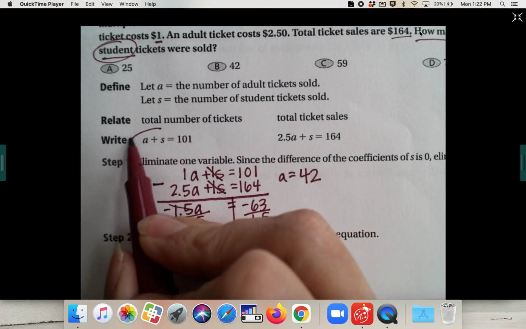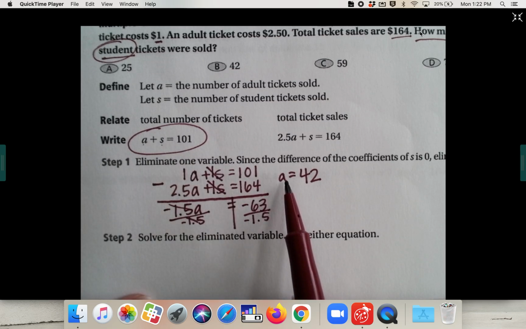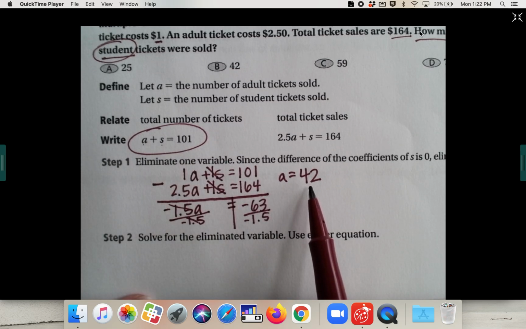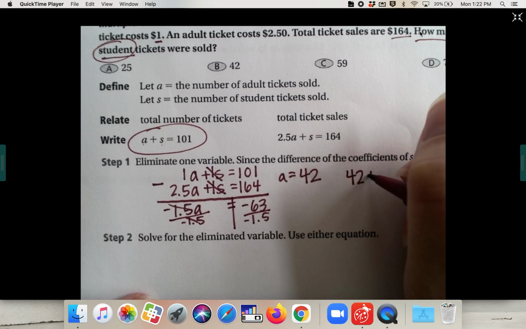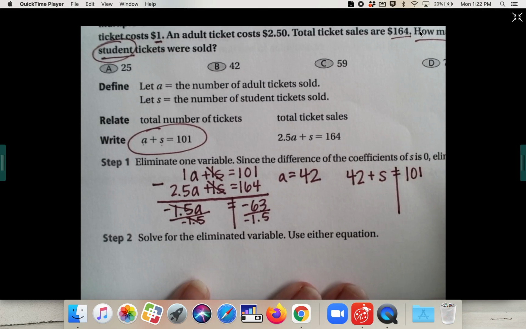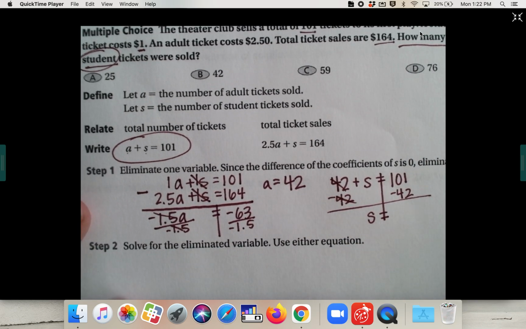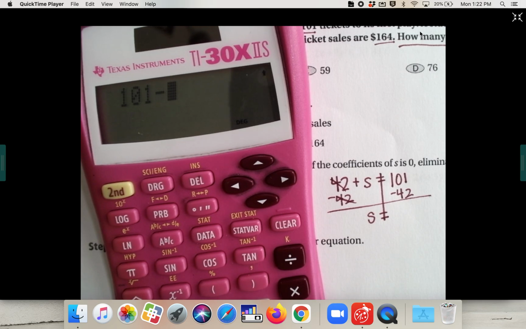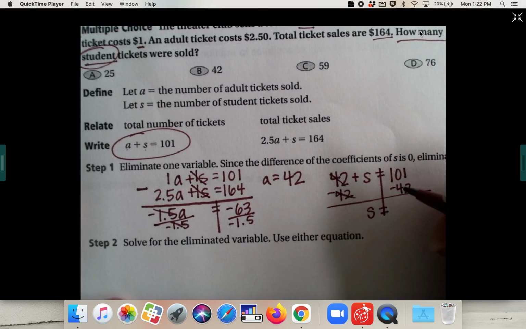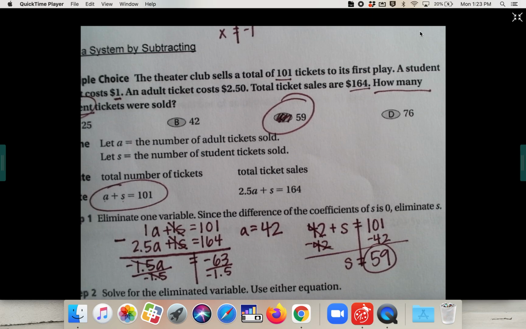But we do know that the total number of tickets was adult plus student equals 101. And we now know that the adult number of tickets is 42. So what we're looking at is 42 plus we don't know student tickets, but we know there was a total of 101. So you could also just do this in your head and subtract 42 from 101 or just in your calculator, but this is how to set it up. 101 minus 42 equals 59 student tickets sold. So actually our answer is C.